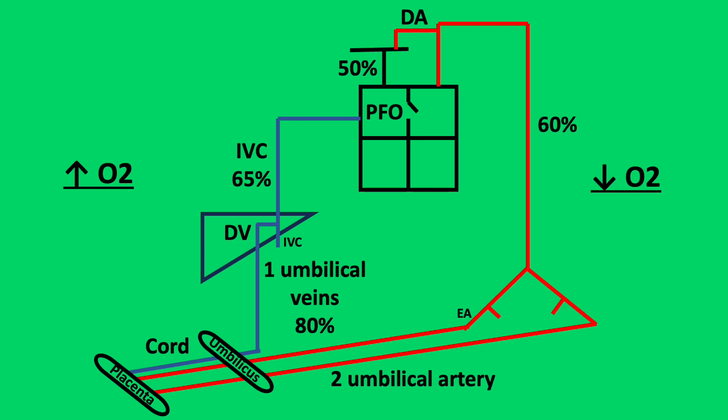The decreased pulmonary pressure results in a reversal in the pressure flow across the ductus arteriosus. Therefore, blood moves from the aorta to the pulmonary artery. Once the cord is clamped, you get reduced flow through the umbilical veins. This leads to reduced flow through the ductus venosus and thus reduced venous return to the right side of the heart.